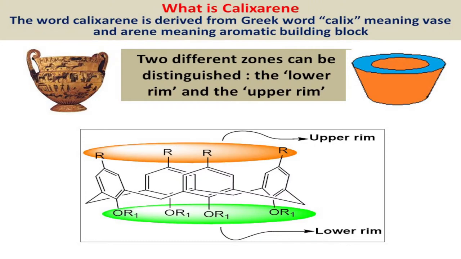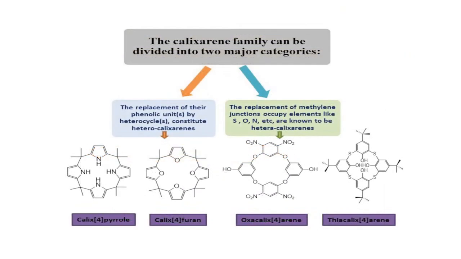Next, this calixarene family can be further divided into two categories: the heterocalixarene and the heteracalixarene. When the phenolic moiety is replaced by a heterocycle like pyrrole, they are termed calixpyrrole. When the aromatic moiety is furan, they are termed calixfuran. Likewise, when the methylene junction group is replaced by oxygen, we classify it as oxacalixarene, and when it is sulfur, we call it thiacalixarene.